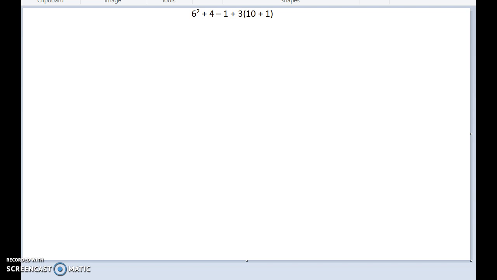We first are going to talk about going through GEMDAS, which we learned yesterday as G, grouping symbols, E, exponents, M and D, multiplication and division, and then A and S, addition and subtraction. So let's start with this problem.